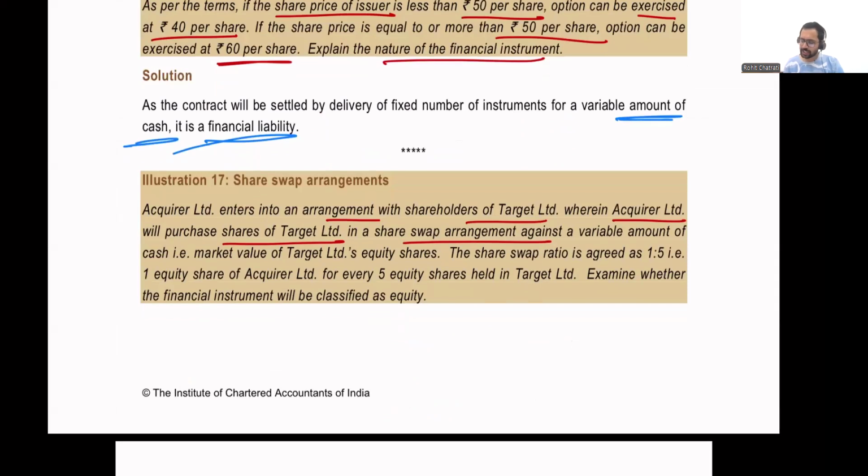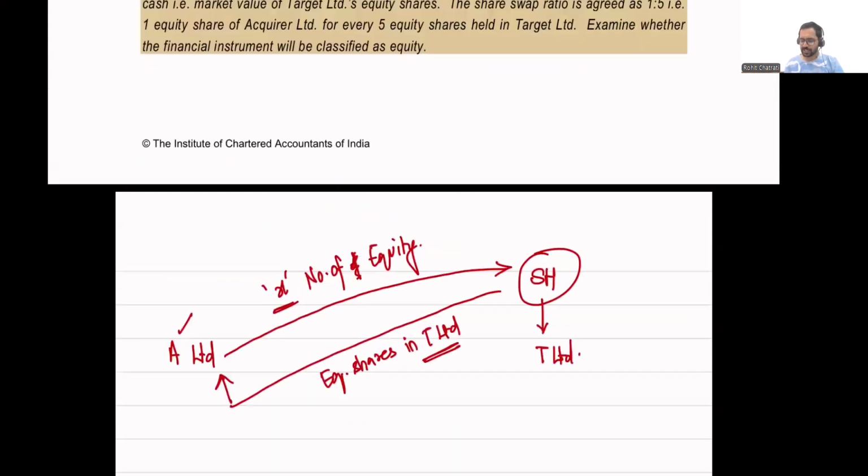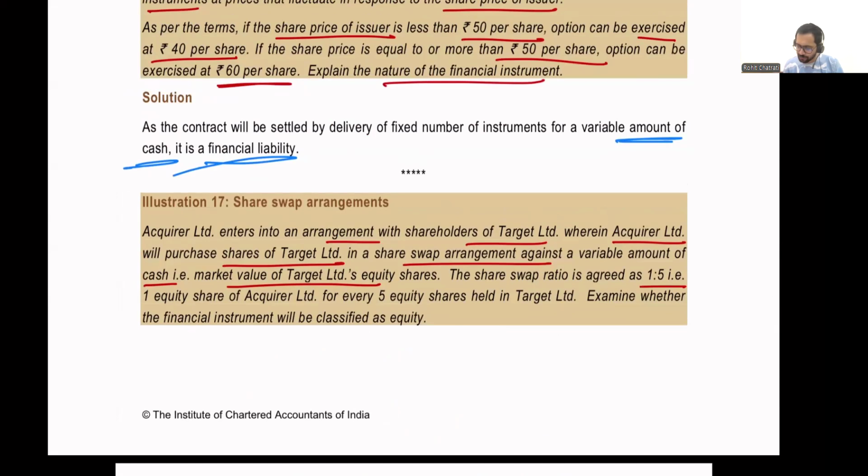Acquirer Limited enters into an arrangement with the shareholders of Target, wherein it will purchase the shares of the Target in a share swap arrangement. Why is it being called a share swap? Because I am receiving shares and I'm giving shares. A Limited is receiving equity shares in T, and it's delivering its own equity shares, against a variable amount of cash, i.e., the market value of Target Limited's equity shares. The share swap ratio is agreed as 1 is to 5, i.e., one equity share of acquirer for every 5 equity shares in Target.